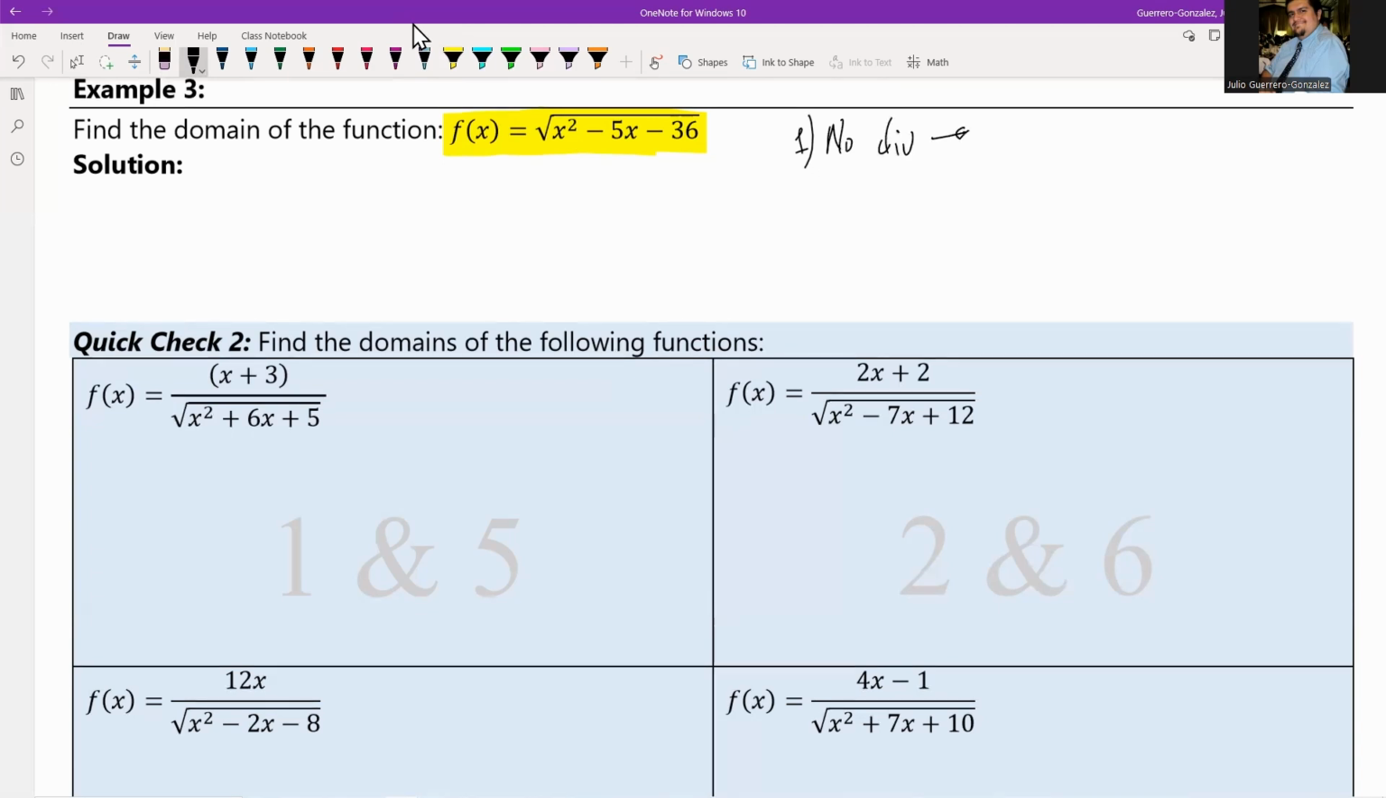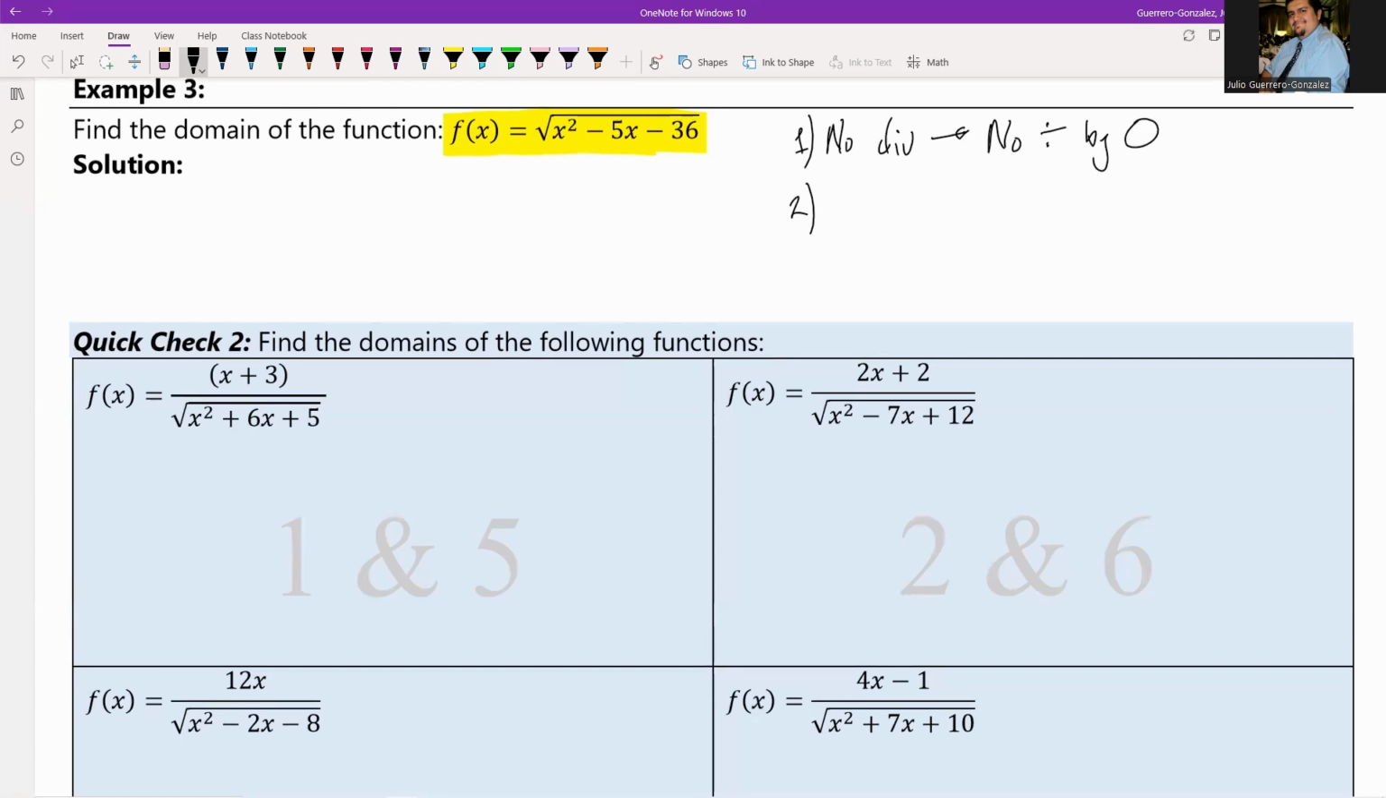So therefore, no divide by 0. That's it. This one does not produce restrictions. Okay? This one does not produce restrictions. Number 2, there is a square root in this one.